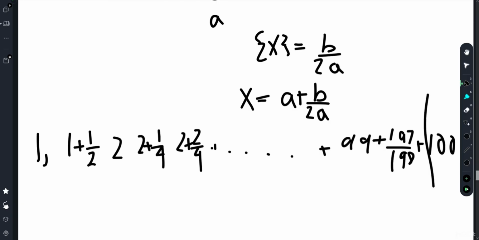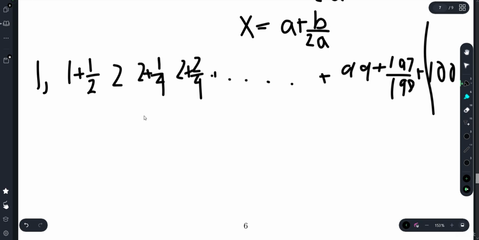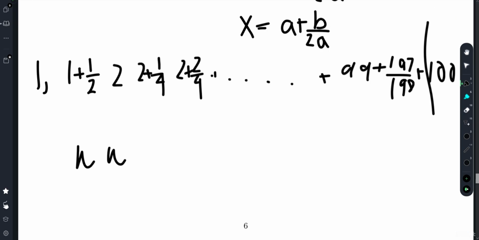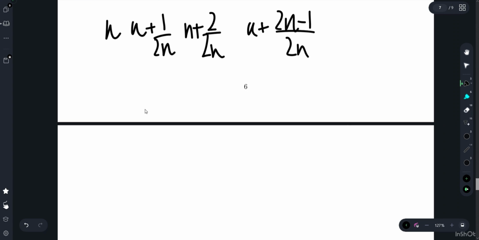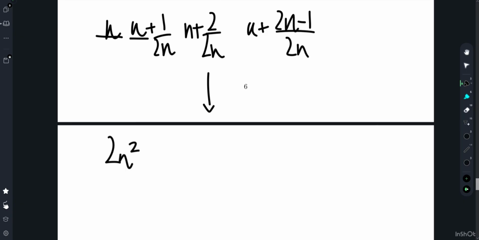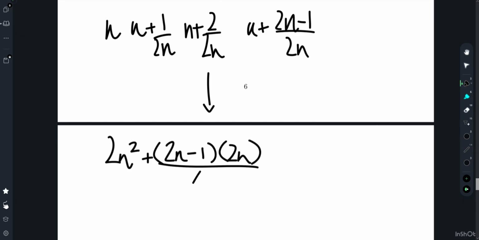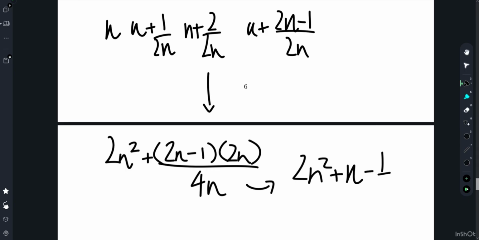Let's exclude the 100 for now, and figure out how to sum this. For an arbitrary n, the sequence is n plus 1 over 2n, n plus 2 over 2n, up to n plus 2n minus 1 over 2n. There are 2n of these terms, so we can use an arithmetic series, the sum of terms times 2n. This gets us 2n squared plus n minus 1/2.